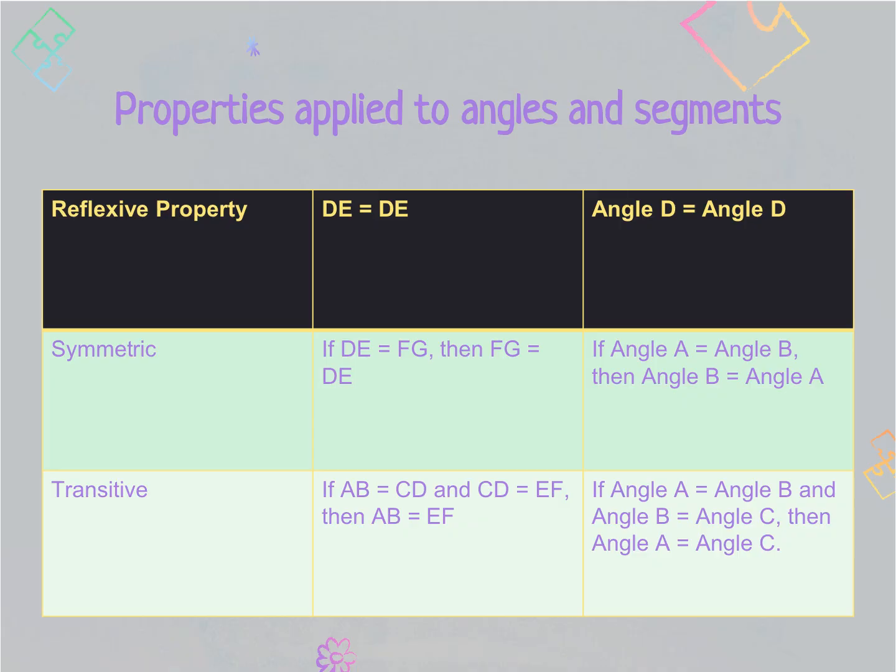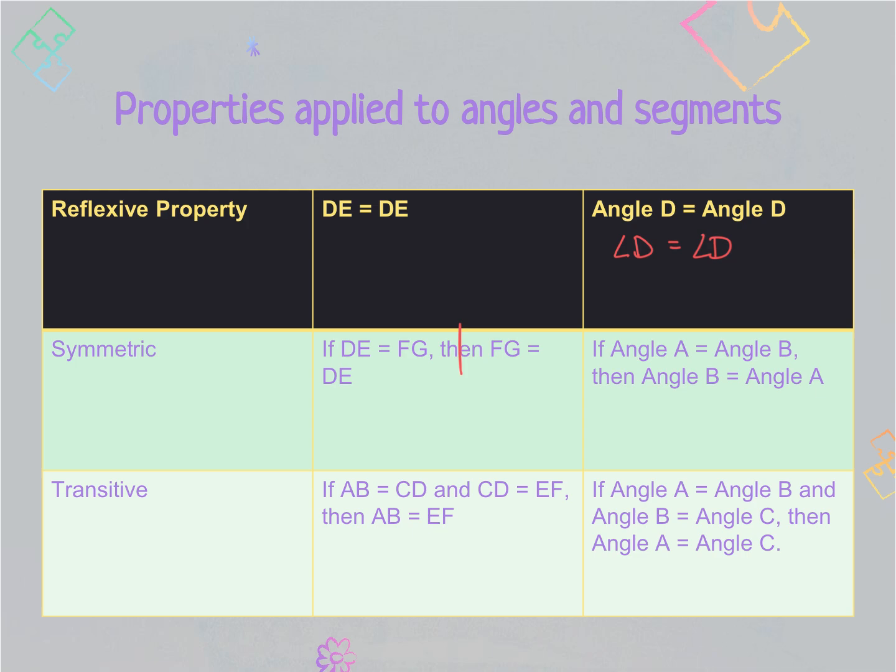All right, these are now properties applied to angles and segments. So here are my segments. Here are my angles. This is something that you may see when you're writing out proofs. So reflexive property, again, it's the same thing. DE equals DE. Angle D equals angle D. So this would be more or less written as angle D equals angle D, not with a word. All right, symmetric, again, think of it as you have a line of symmetry. It is symmetrical, or you are switching the order.